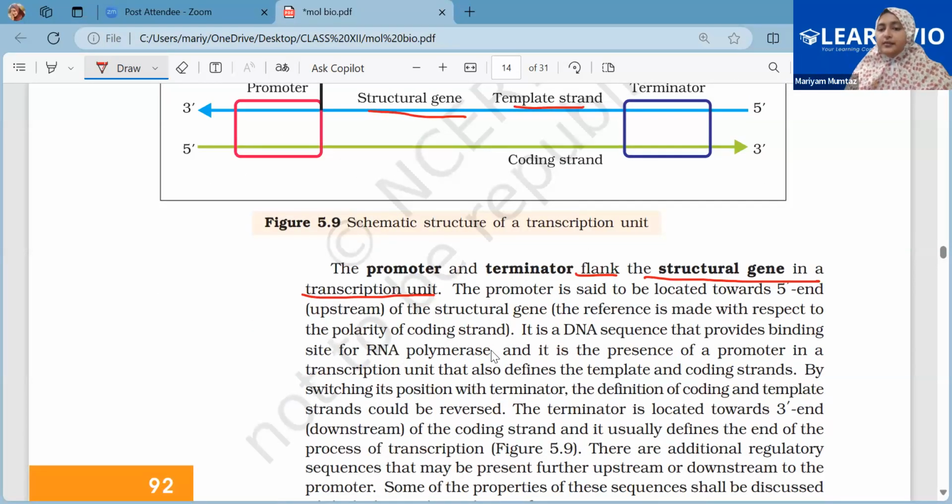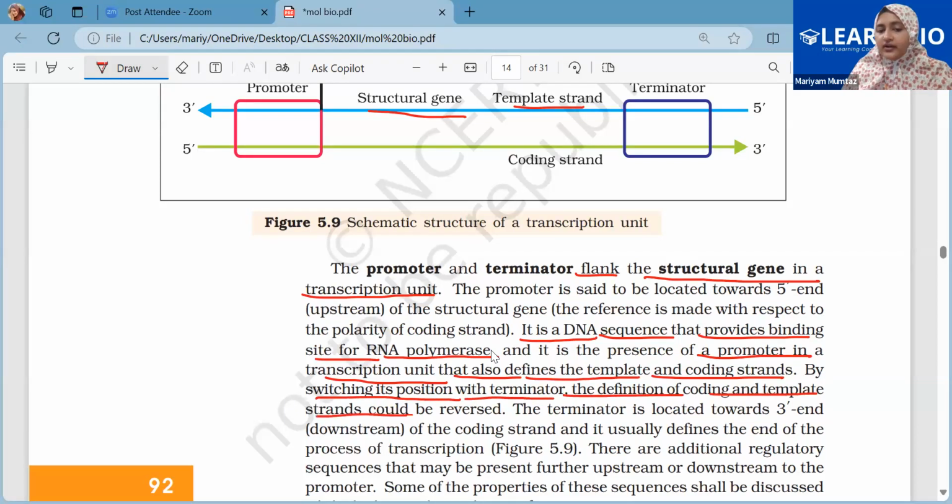The promoter is said to be located towards the 5' end, that is upstream of the structural gene. The reference is made with the polarity of the coding strand. It is a DNA sequence that provides a binding site for RNA polymerase. Which one? The promoter. And it is the presence of a promoter in a transcription unit that also defines the template and the coding strand. By switching its position with the terminator, the definition of coding and template strand could be reversed.